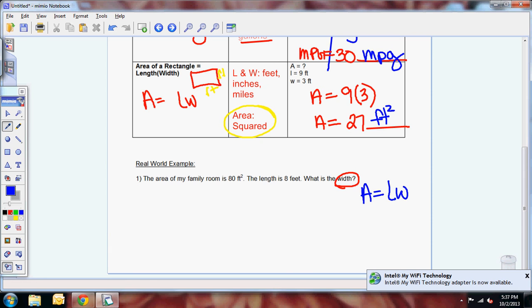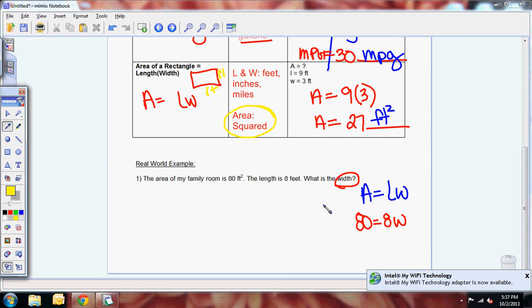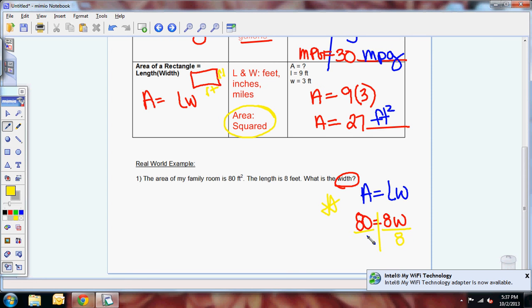So the area they give me already. So my area is going to be 80. The length they give me is 8. And this time I'm missing the width. So that's what I'm looking for. So now this looks more like an equation that you would solve like we were doing the other day. So you're going to get W by itself. We're going to divide by 8, divide by 8. So W equals 10. And my width is going to be 10 feet. Okay, so that's just an example of what we're going to do tomorrow, so be ready for that.